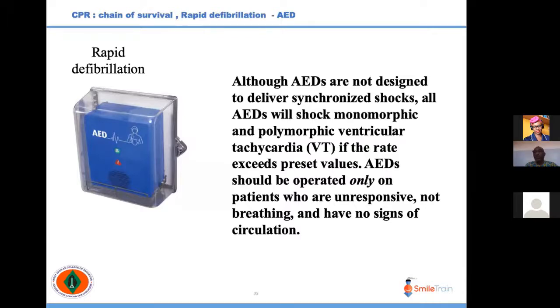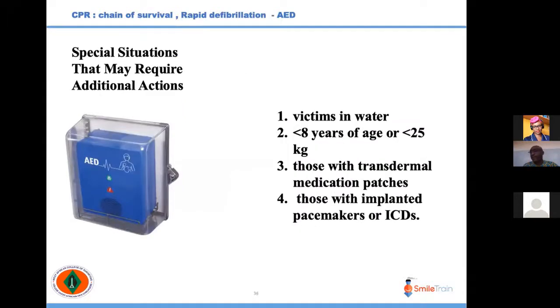We need to remember that using it on victims in water is not recommended, and also for those who are younger than 8 years, because the electrical charge in these elements is prefixed. As the dosage is 2 to 4 joules per kilo, patients with less than 25 kilos usually will get more than they need, and it might not be helpful. Be careful also with people with pacemakers.